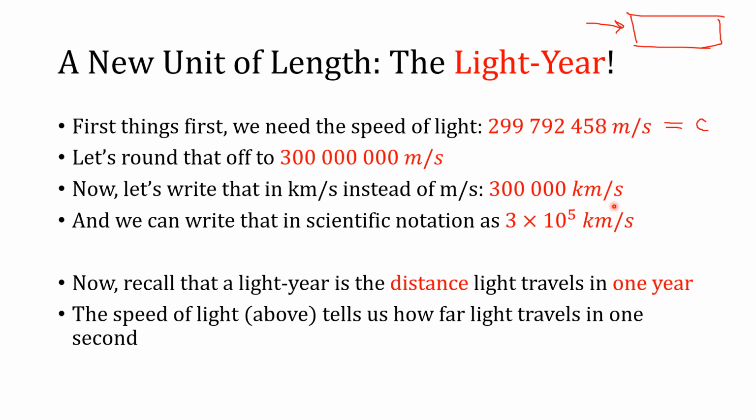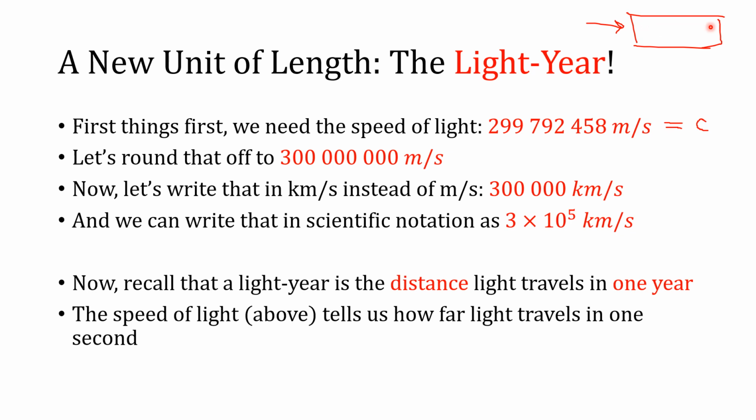Cool? Cool. Now we can write that in scientific notation, right? Because we've got a 3 and then just a whole bunch of zeros after that. So we can condense that down. You don't have to do it for a number that's only 300,000, but this is just so that you can get a little bit of practice, get used to seeing a little bit of scientific notation. So we could write this as 3 times 10 to the 5 kilometers per second. Perfect. Now we've written down the speed of light in scientific notation and in units of kilometers per second.